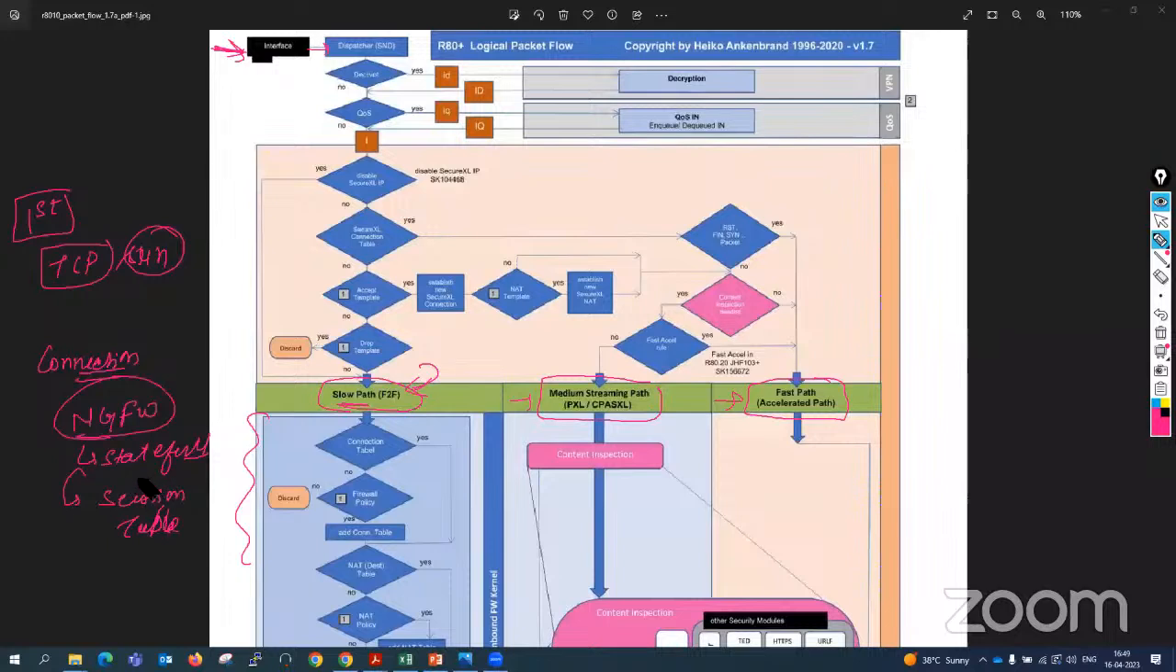So if the packet is a first packet, it will come to the slow path. But if it's not a first packet, it should come to the session table. It should not come to the slow path. There has to be one entry in the session table. And if there is one entry in the session table, the policy lookup will be bypassed. So this is the basic fundamental of stateful inspection. If your firewall supports stateful inspection, then this is how the packet will be processed, right?